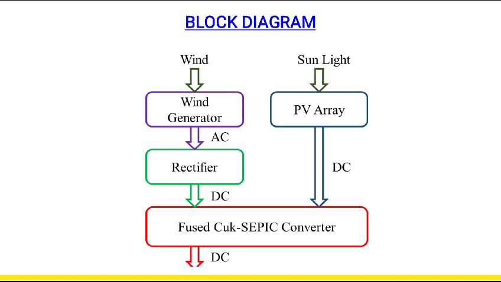Similarly, the solar energy is converted to DC by using PV array. These both outputs are given to the fused CUK-SEPIC converter. It provides uninterrupted DC supply.